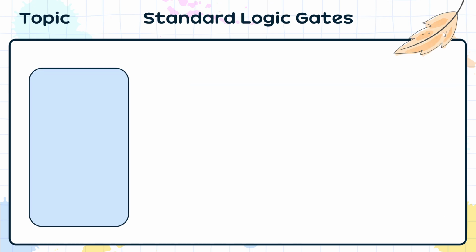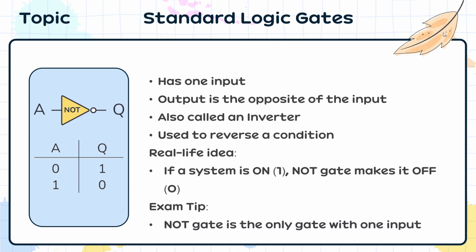Now we will talk about the NOT gate. The NOT gate has only one input. Its job is very simple. It reverses the input. If the input is 1, the output becomes 0. If the input is 0, the output becomes 1. Because of this, the NOT gate is also called an inverter.